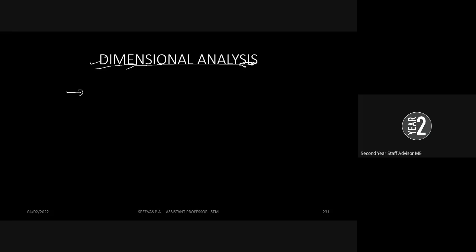And I have also mentioned that you have to go through the dimensional formula of various physical quantities, because that will be needed while solving numericals in dimensional analysis. I hope you have gone through the various dimensional formulae of the physical quantities that usually come across in fluid mechanics problems.